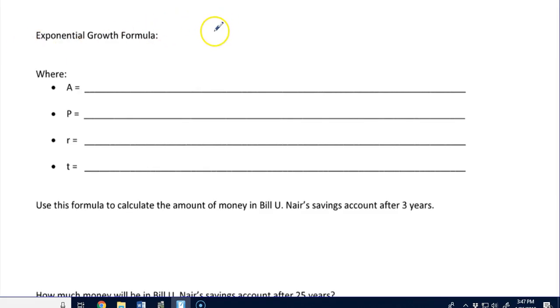Let's generalize. So to generalize into a formula, what that would look like is, if you want to find a particular amount, you're going to start with the principal. We call that P, the amount you started with. And if it's growing, we've got 1 plus R, written as a decimal, raised to the exponent of t.